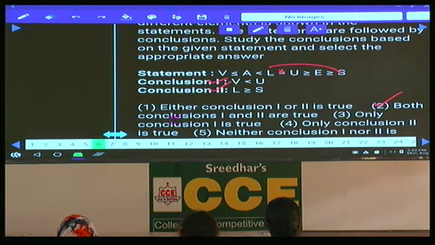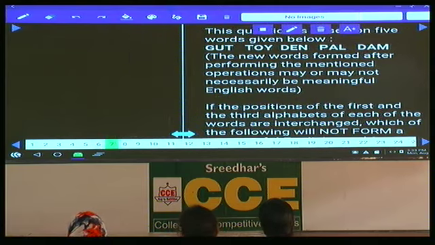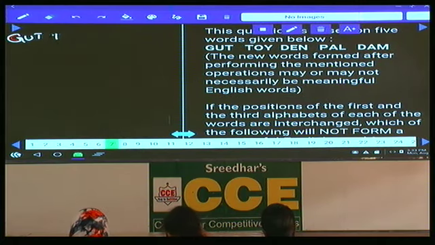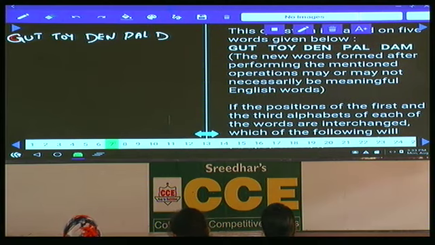Then 7 onwards, question number 7 to 11. These are based on a set of words. Now in these words, tell me what are the words we have? G-U-T, gut, isn't it? Now the words are G-U-T and T-O-Y, toy, and D-E-N, den, and next one P-A-L, pal, and D-A-M, dam. And in total we have 5 words.